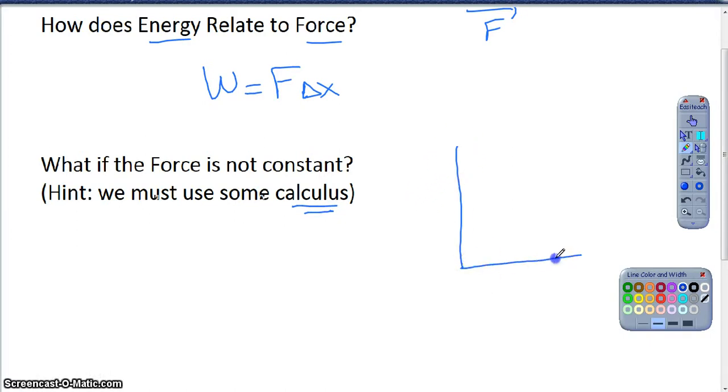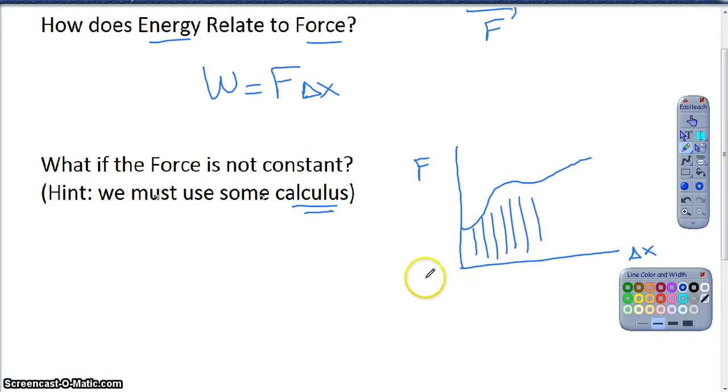If I give you a force versus displacement graph, then hopefully at this point we would all agree the area underneath that curve would represent the force times the displacement, and therefore the area underneath that curve would represent the work done or the energy gained or lost by the system. So that's how I do it.